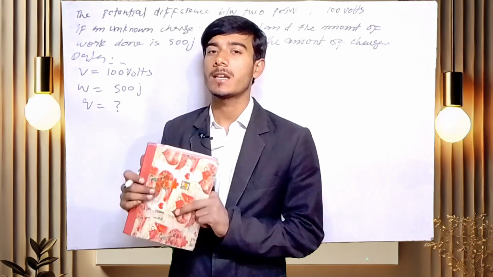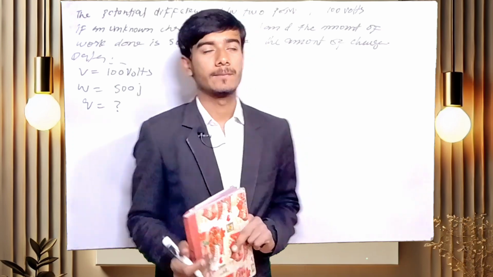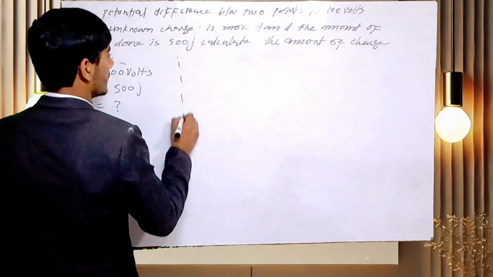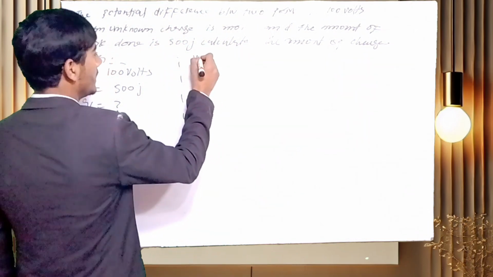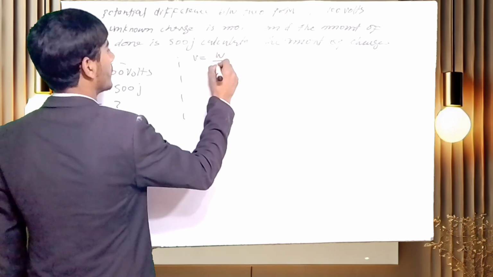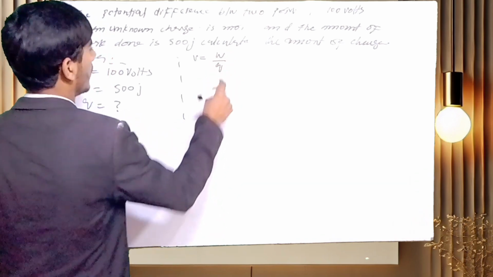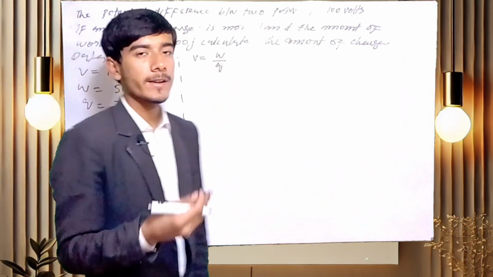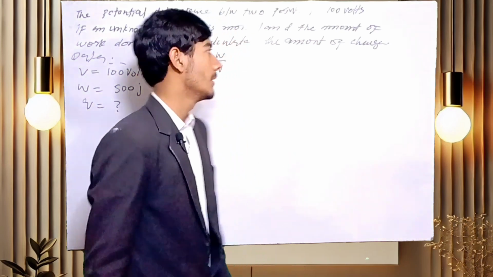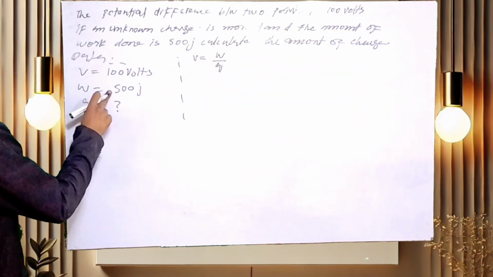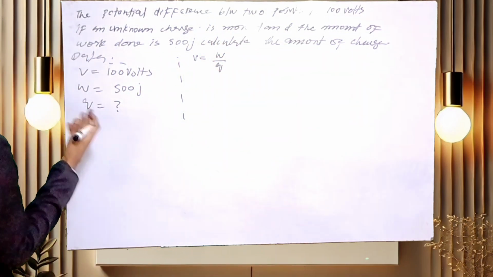So that the charge can move against the electric field. So potential difference is equal to work done per unit charge. For what? That the charge can move against the electric field. Now you know the work is 500 joule and the potential difference is 100 volt. We have to find the charge.